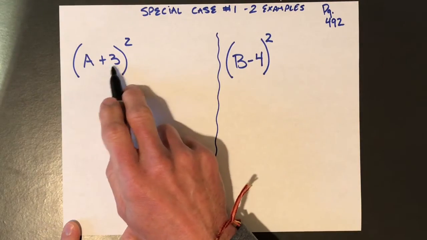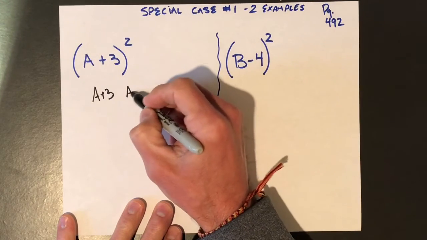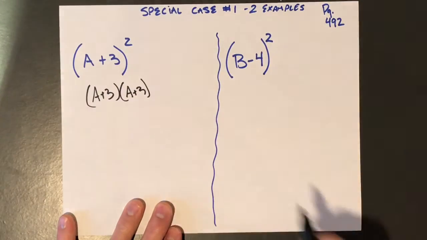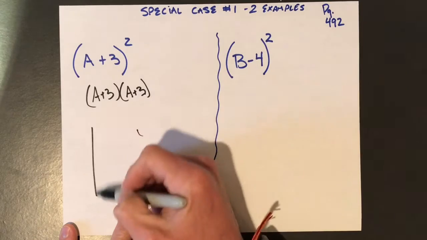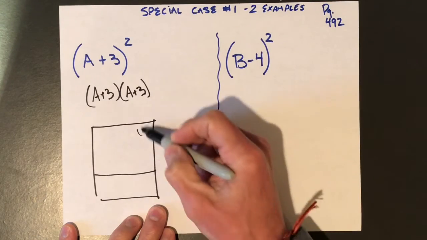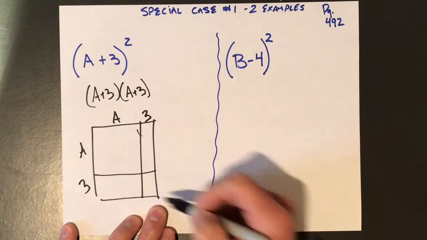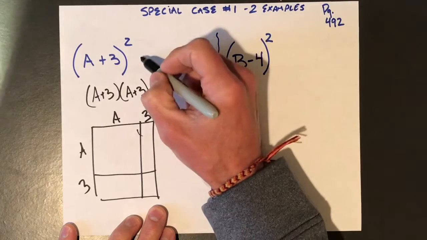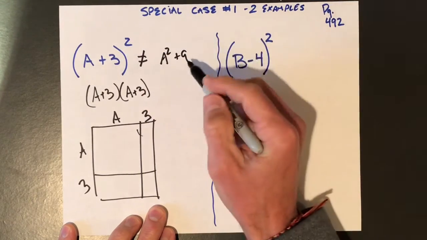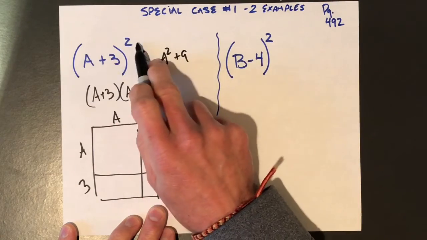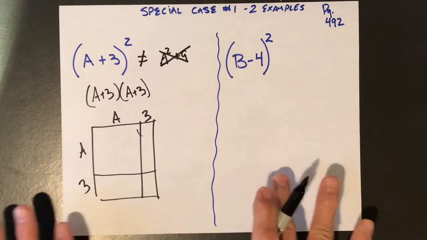This is a plus 3 quantity squared, and what that means is I have a plus 3 and a plus 3 multiplied together. And the key piece here is that you recognize that this is just an area model question like all the others. This is an a plus 3 and an a plus 3. And we'll go ahead and fill in those 4 spots in just a moment. What it isn't, it definitely is not, is a squared plus 9. This is a very common mistake where students will kind of distribute that squared to both terms. That is wrong all the time and not something you want to do.